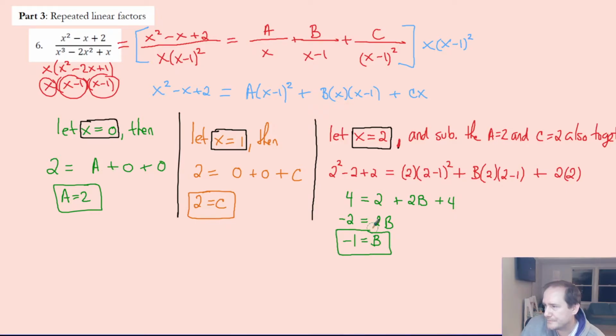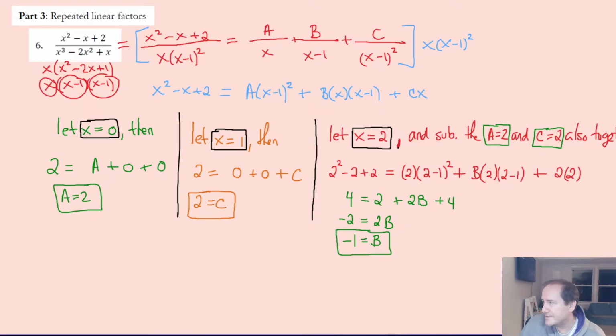So we did it. Using let statements, we found A. Using another well-chosen x value, we found C. And then using literally any x value we wanted, and also using the A value and the C value, we were able to get the B value.